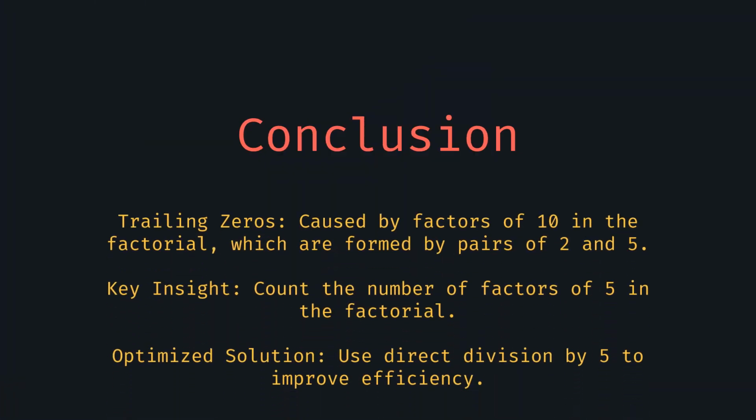In summary, this program calculates the trailing zeros in a factorial by counting factors of 5. This optimized solution improves efficiency by directly summing the factors of 5 without nested loops.